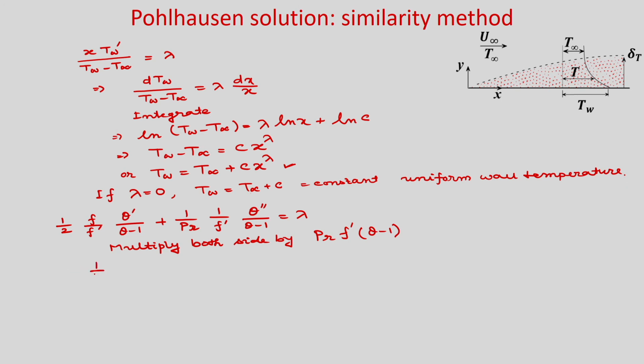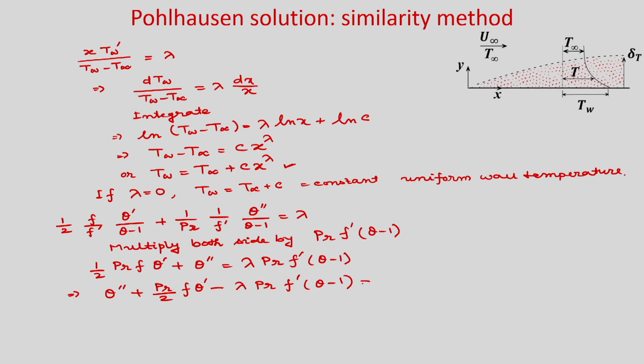You will get half Prandtl number f theta prime plus theta double prime is equal to lambda into Prandtl number f prime theta minus 1. So, you will get theta double prime plus Prandtl number by 2 f theta prime minus lambda Prandtl number f prime theta minus 1 is equal to 0. So, you see that this equation is an ordinary differential equation.